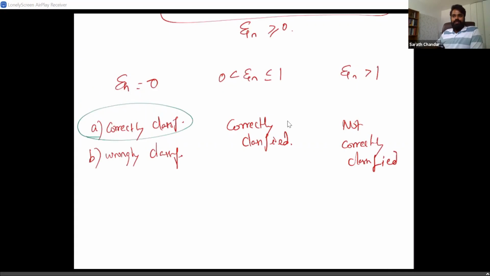Is that clear? Okay. Okay, there is a question. Classification is correct even if epsilon n is equal to 1. Yes, that's a good question. If epsilon n is equal to 1, you are on the boundary, exactly. So it's 50-50, so probably it's a tie, right? So it depends on how you break the tie. That's a good question.